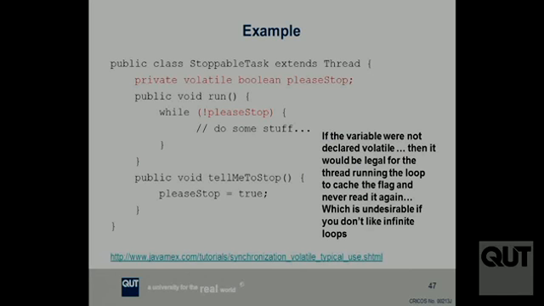All right? So here's a public class StoppableTask extends Thread. So here I've got private volatile Boolean pleaseStop. Now, this is a situation in which the race condition is a big problem. This is a situation in which the use of the volatile keyword does actually stop the race condition from being a problem. But it's not something which necessarily solves all race condition problems, which is what I was trying to say before. So here I have this public void run, while not pleaseStop, do some stuff. Public void tellMeToStop, pleaseStop is true.